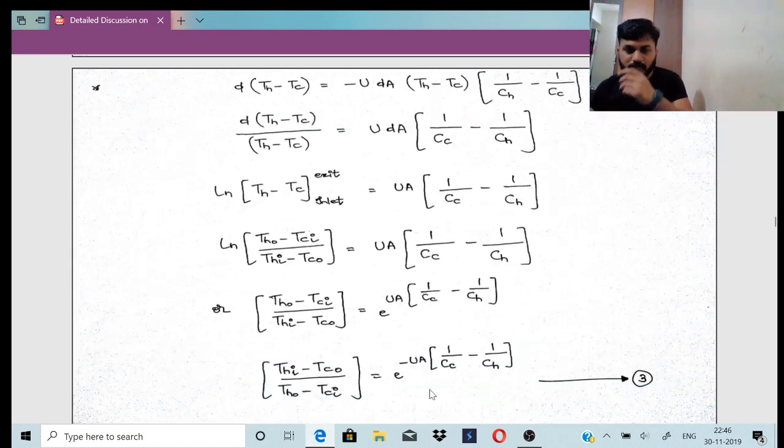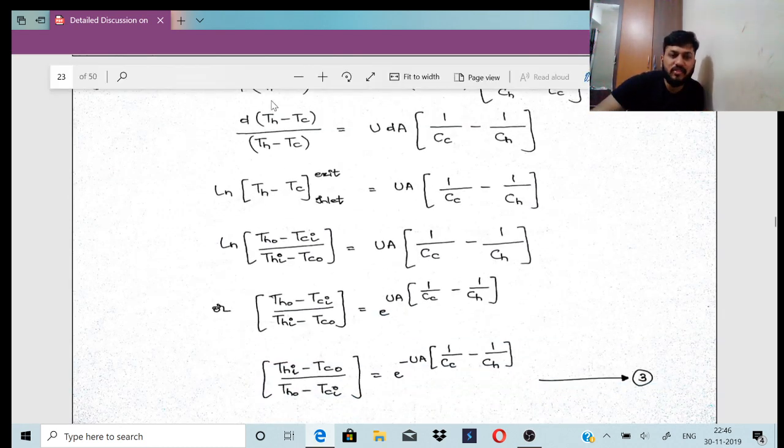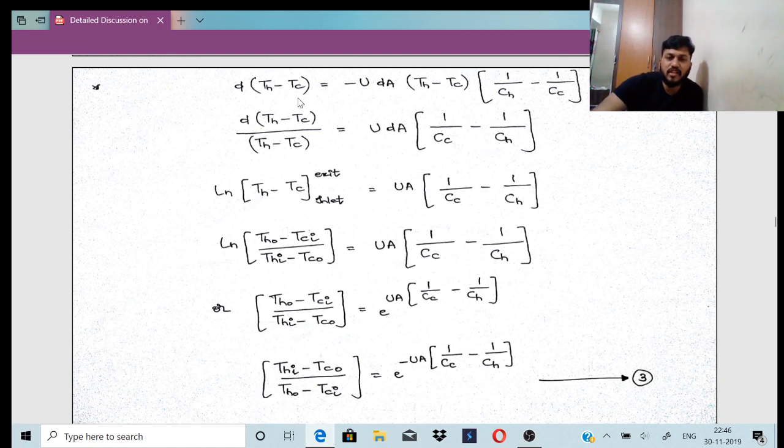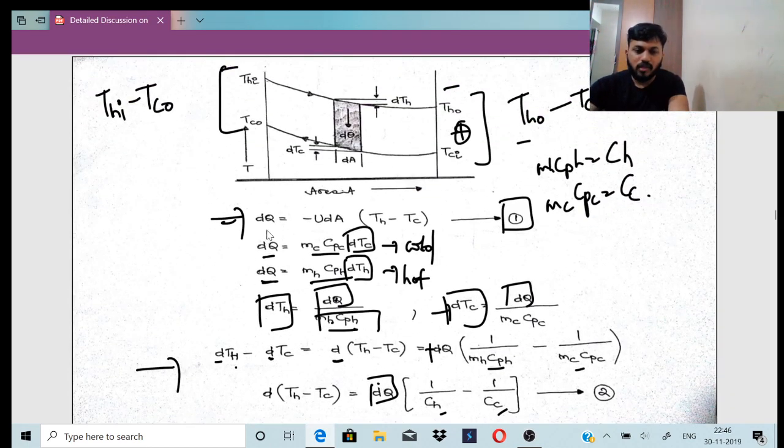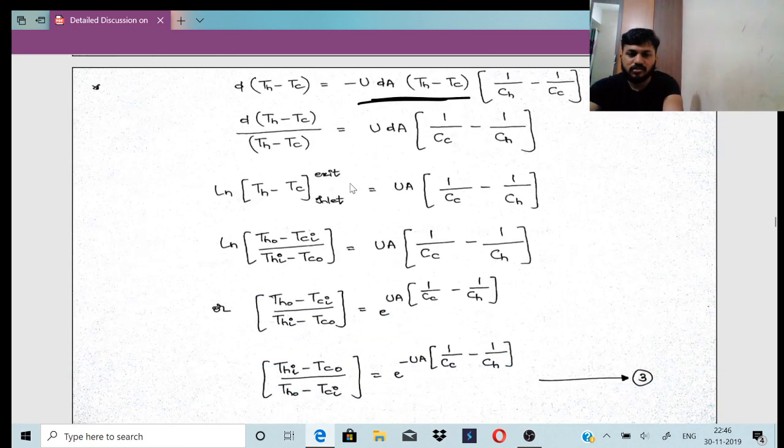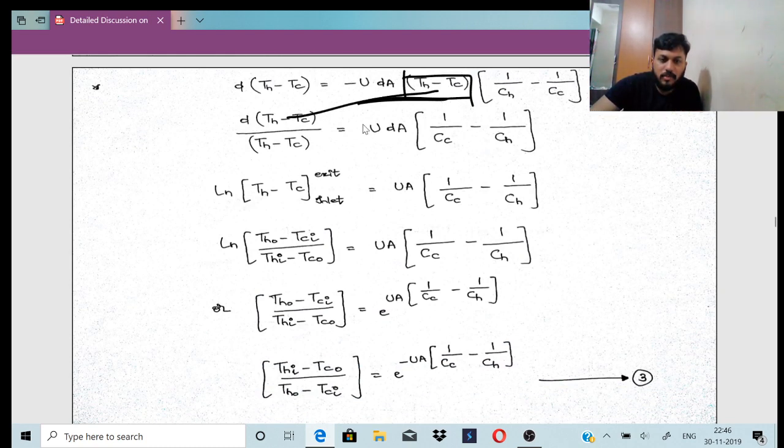Now the next part of the equation, d of th minus tc equals minus uda th minus tc. So how did this come? dq is there. What is dq? dq is minus uda th minus tc, है ना? So that is what I have written here. Then again, ये जो tc है, मैं इसको denominator पर डालूंगा. So this will come to the denominator, I will move it to the next side. UDA into 1 by CC minus 1 by CH, right?